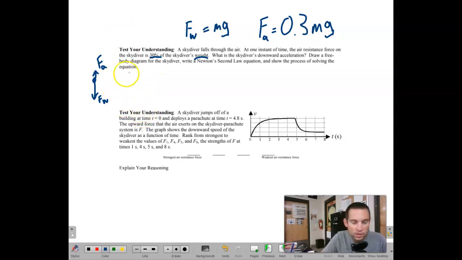Write a Newton's second law equation. All right, so we have the net force, which is the stuff that makes it go. What's making it go here? The bigger vector, the weight, minus the stuff holding it back, the air resistance, equals mass times our net acceleration.